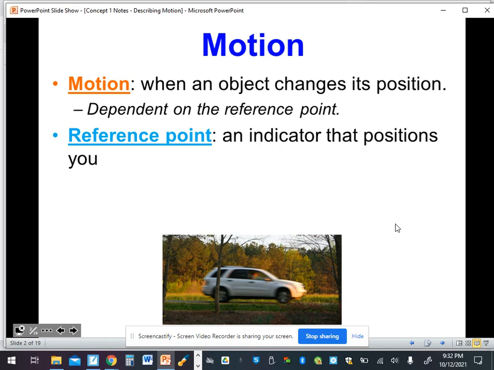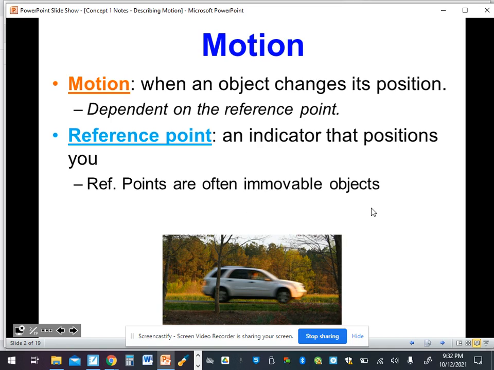All right. An indicator that positions you. It lets you know what is moving and what is not moving. You use reference points to try to figure that out. Most of the time, reference points are immovable objects, like this tree or the trees behind there. So reference points are often immovable objects.